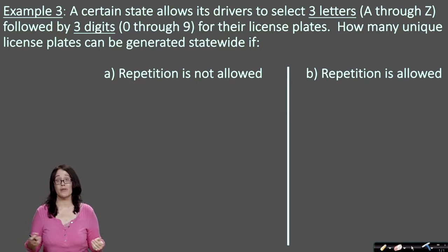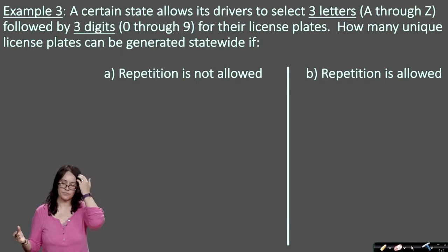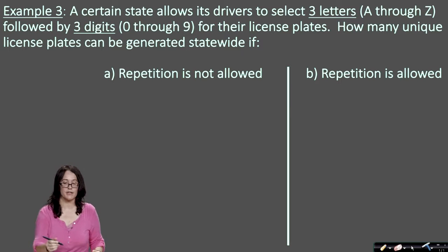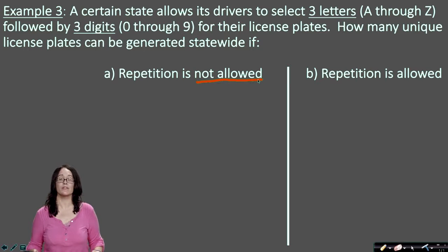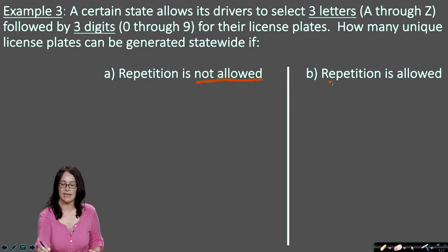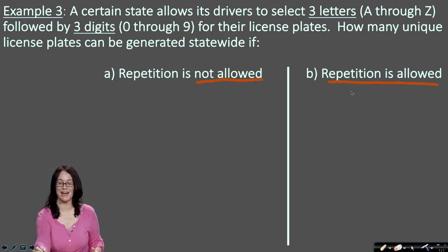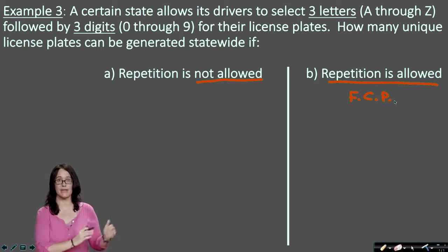Well, depending on whether or not you allow the driver to choose a license plate where the letters and numbers are repeated or not, right? If they're repeated, you have more options potentially. And if they're not repeated, you would have fewer options potentially. So we notice here, if repetition is not allowed, then what we're dealing with is either a permutation or a combination potentially. If repetition is allowed, we can't use a permutation or a combination. You can go back to our first slide. We would have to use the FCP, just multiply the number of ways together.